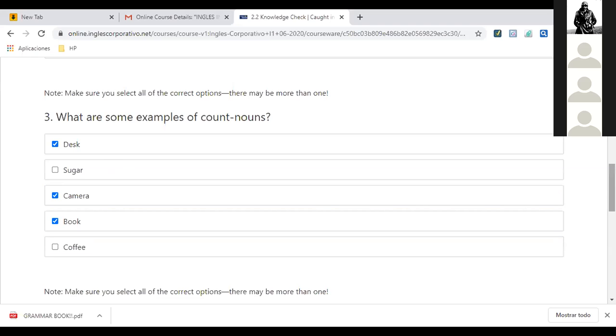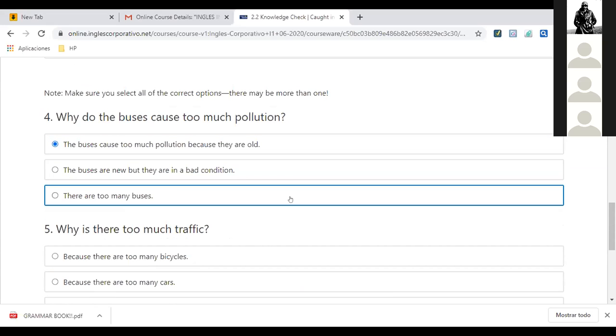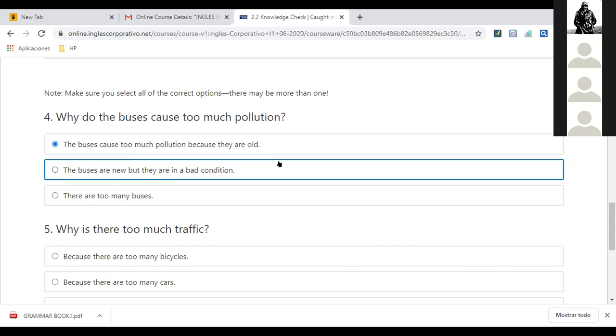Very good. Now, number four, why do the buses cause too much pollution? The buses cause too much pollution because they're old, because they're new but in bad condition, or because there are too many buses? Number one. Now, there is a small possibility that the bus is new and in bad condition, but it's not common. In our reality, in Salvadoran reality, it's because the buses are old.